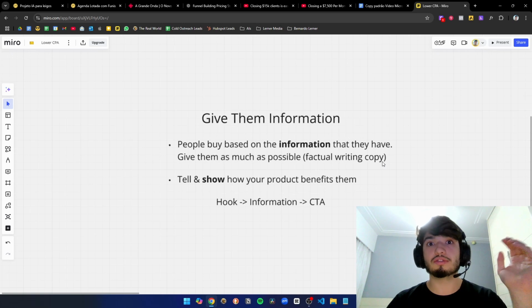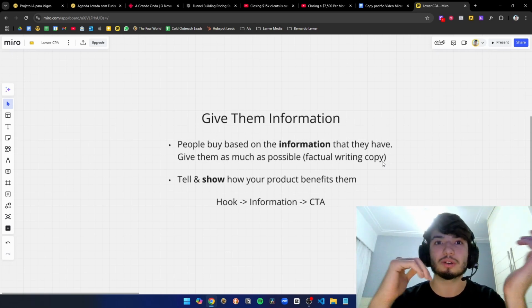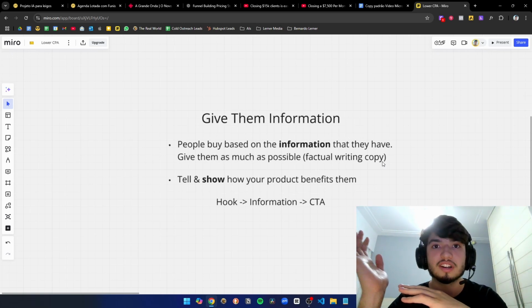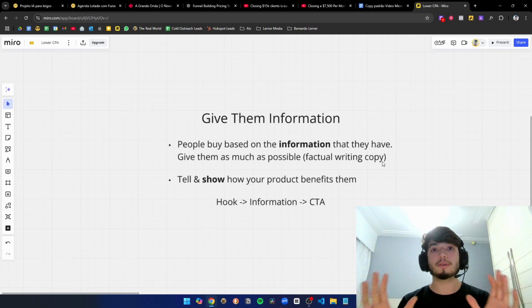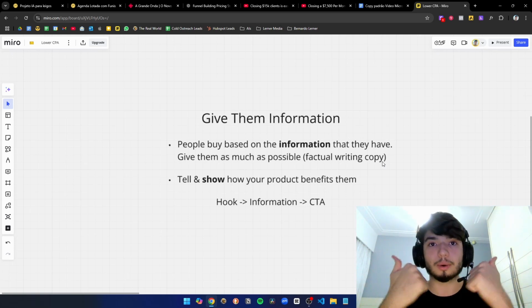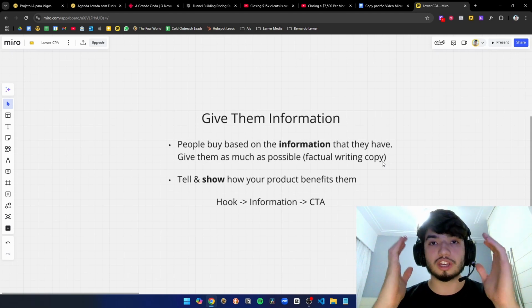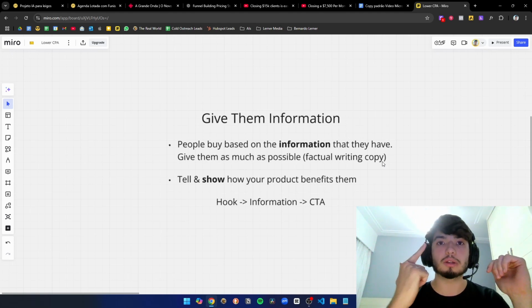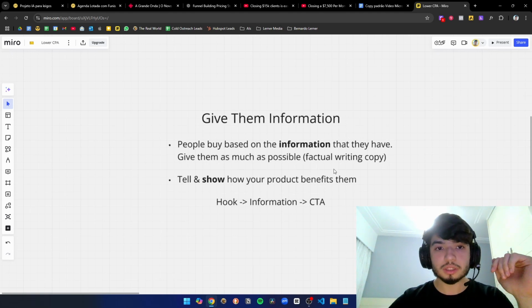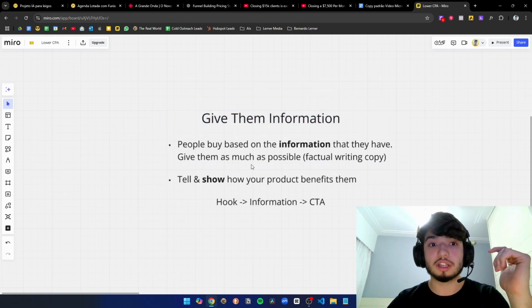Because we're not here to fool people. We're not here to sell them and then later they ask for a refund. Basically, this is really bad for the business. So to keep everyone with the knowledge on what they're buying and to keep both parts of the deal in a great way, which will build a great business for you, you should give them information about the product and about the deliverability of the product. So give them information and people buy based on the information they have.